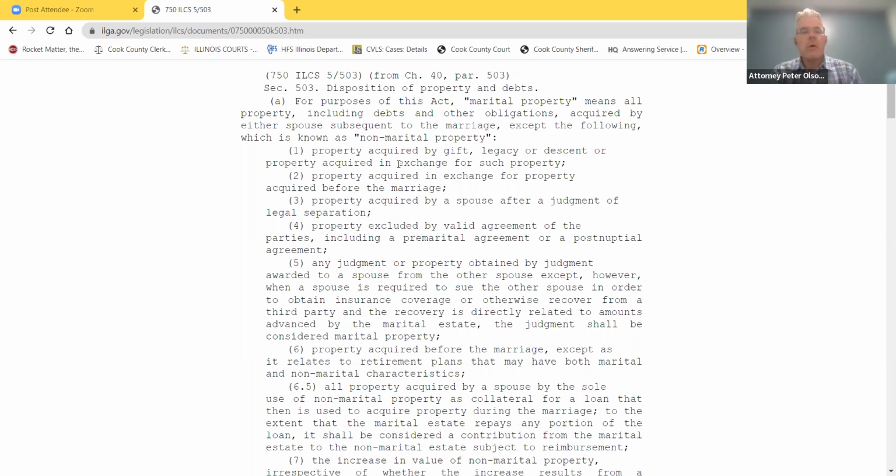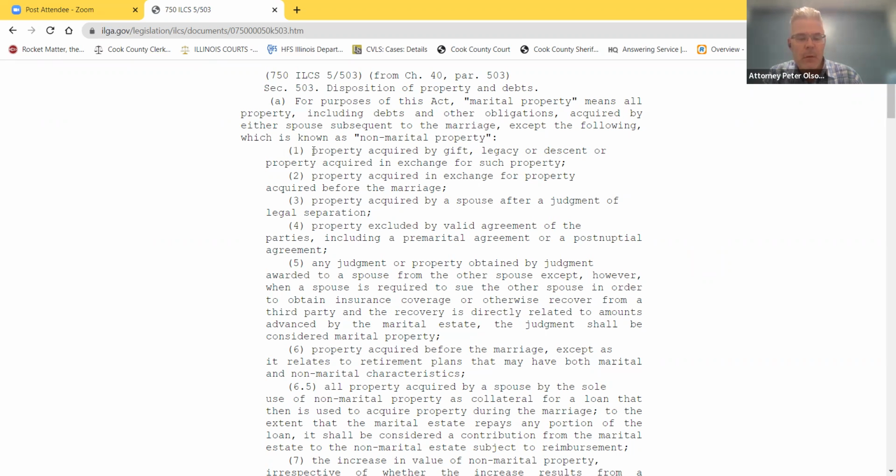Now, this part of the law also talks about this phrase here, non-marital property. Non-marital property are some exceptions that, although it might be property acquired during the marriage, or it might seem like it should be subject to division, aren't. Let me just highlight a few of the big ones, because I don't want to take too long on this overview video. But what are some of the big ones?